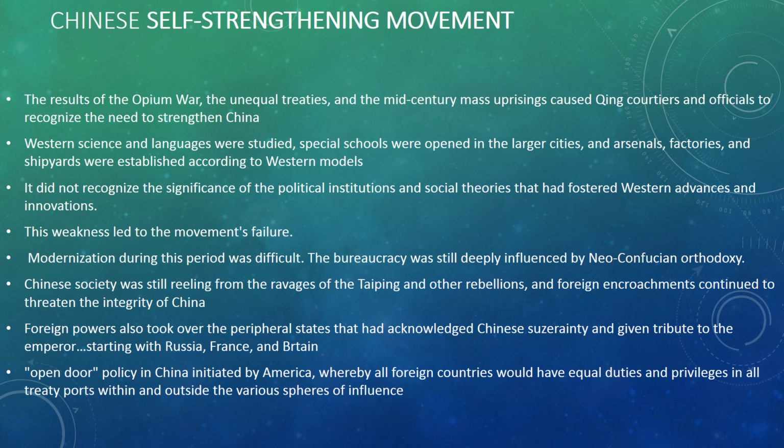Eventually, the foreign powers continue to push their might. They will take over lots of the peripheral states. Great examples of this are Russia, France, and Britain taking over outlying regions that had once given tribute to the Chinese emperor. Then eventually America also gets in by having the open door policy initiated. And this is a policy that's very important, whereby all foreign countries would have equal duties and privileges in all treaty ports within and outside the various spheres of influence.